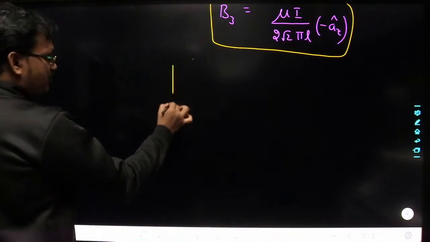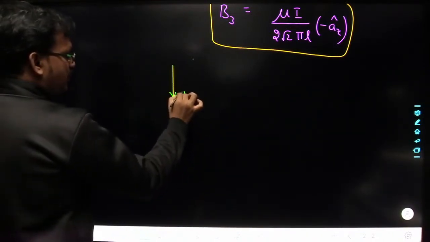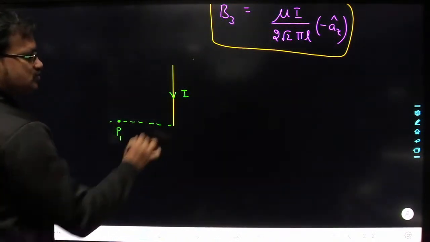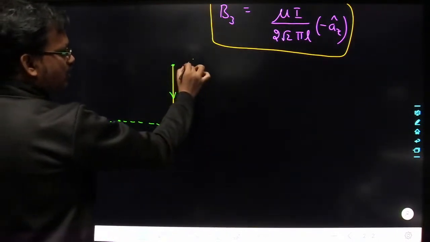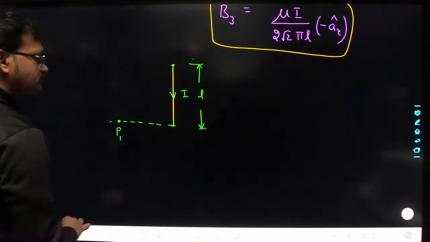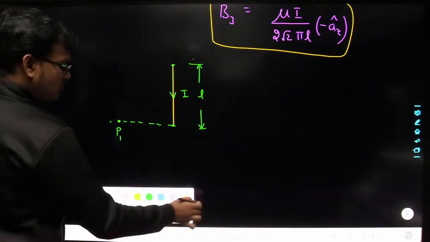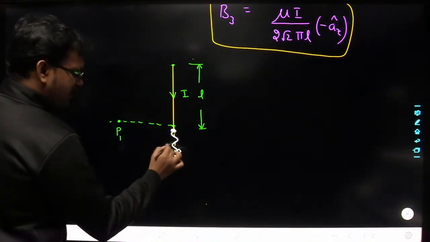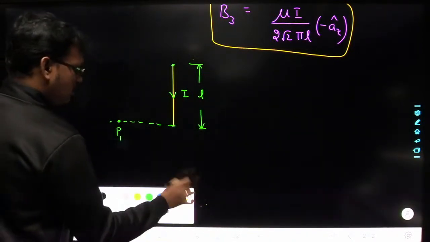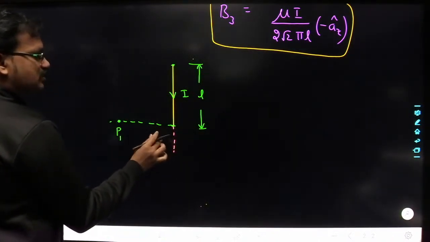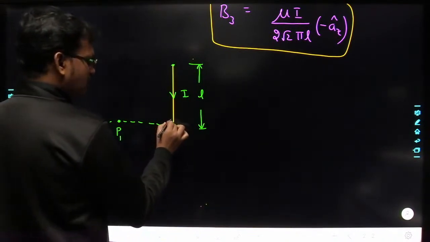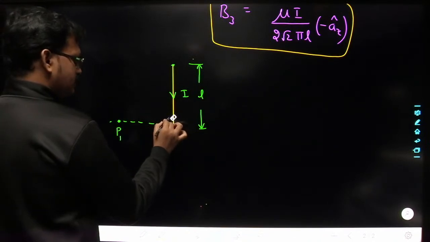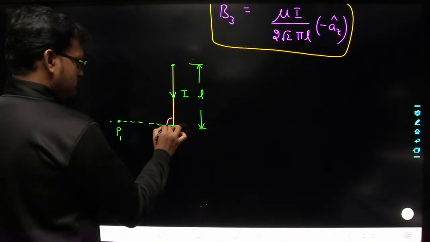So here you are having a current carrying wire, and the current is flowing in downward direction. Now we are trying to determine the B field at this point, P1. This is one end and this is the other end. So the length of this wire is nothing but L. What is the angle subtended by this end? Always you have to consider the angle in anti-clockwise direction, like this.